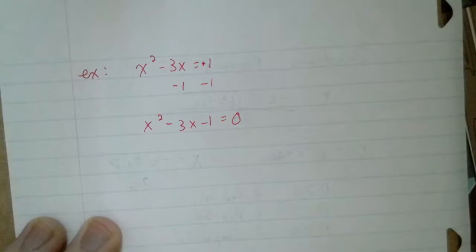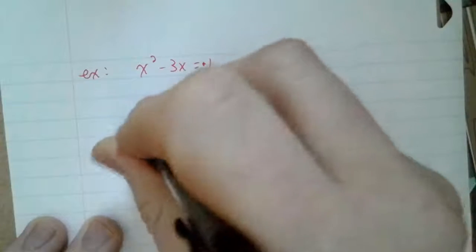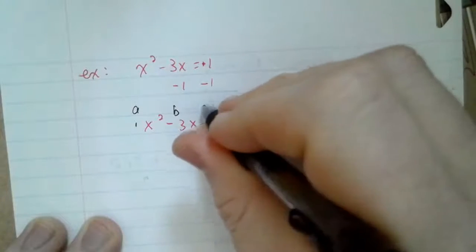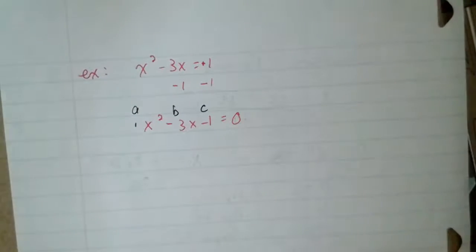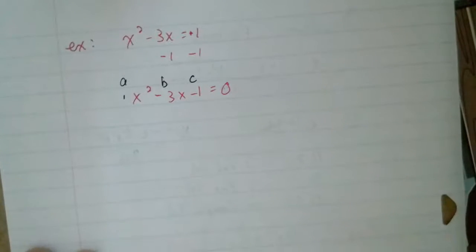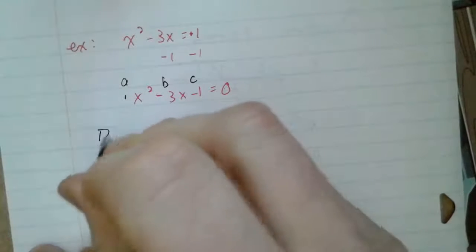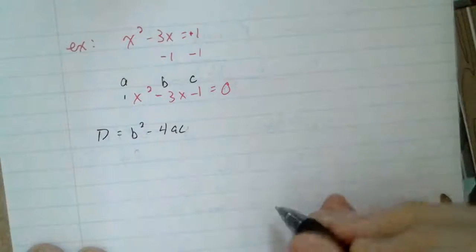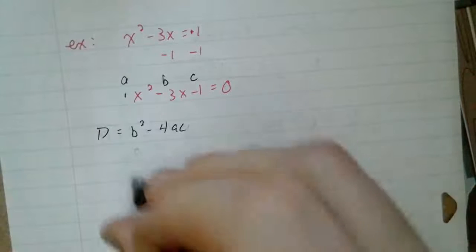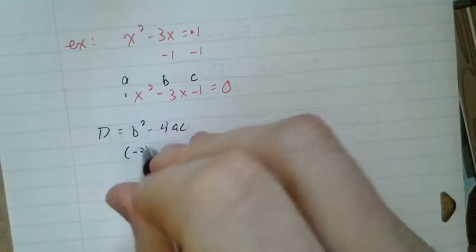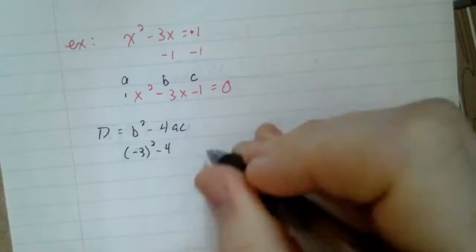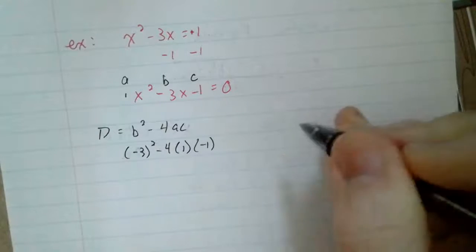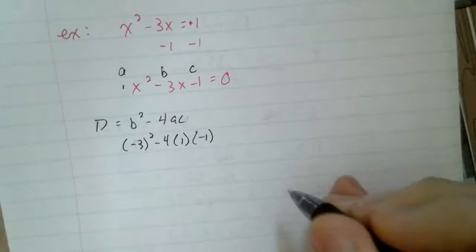So now I can go ahead and I can write this all out, right? A is 1, B is negative 3, and C is negative 1. So now we're going to have some negative numbers, and that's fine. We can handle that, all right? So D equals B squared minus 4AC, right? Use your parentheses. Negative 3 squared minus 4 times 1 times negative 1, okay?